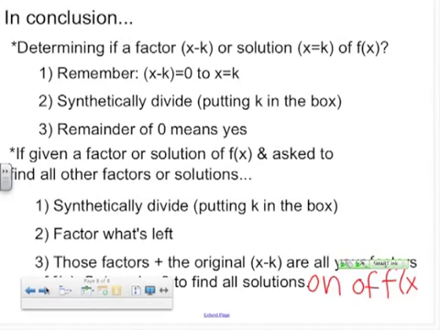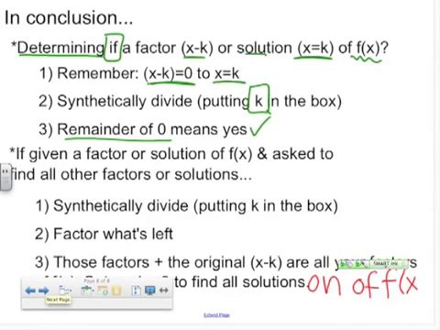Alright, so in conclusion, if you're determining if a factor, x minus k, or a solution, x equals k, is a factor or solution of f of x, remember that you can convert x minus k equals 0 to x equals k, and then you will synthetically divide using your coefficients. Then you put k in the box and synthetically divide. If you get a remainder of 0, that means yes, it's a factor or it's a solution, depending on what you're given and what you're asked for.